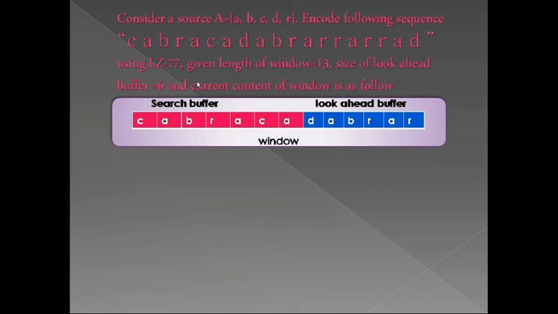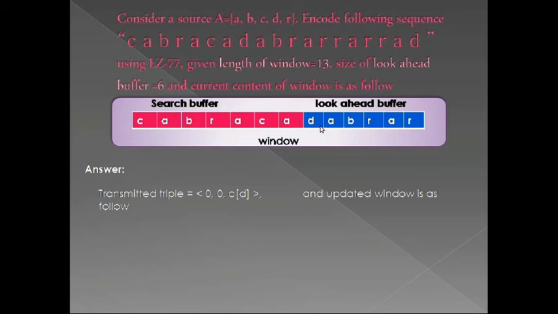At any stage of the process it is 13. So only 13 alphabets can fit in this window. Out of these 13, only 6 alphabets can reside in the look ahead buffer, and the remaining 7 can reside in the search buffer. Okay, now the next step is what? We have to find the match for the very first alphabet in the look ahead buffer, that is D.